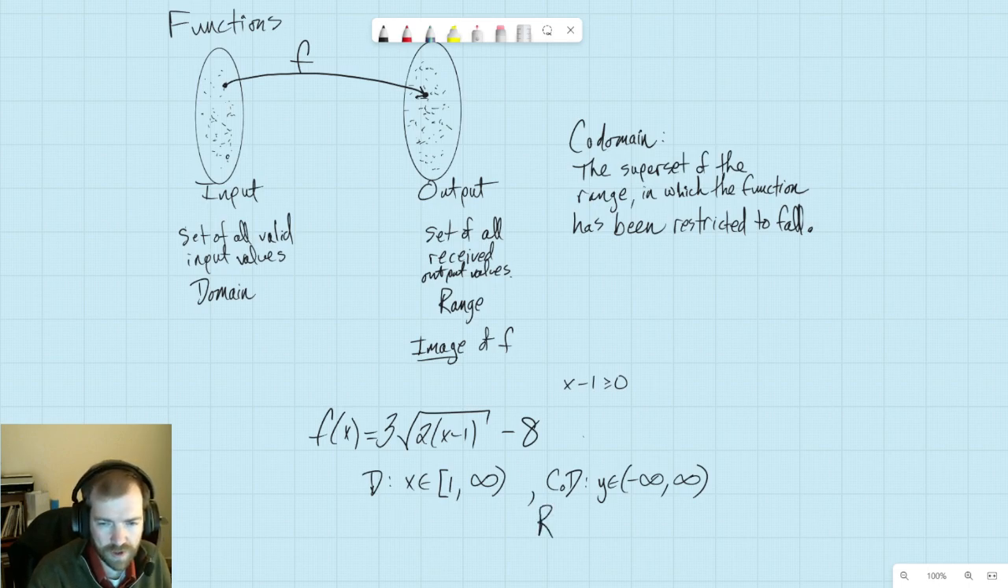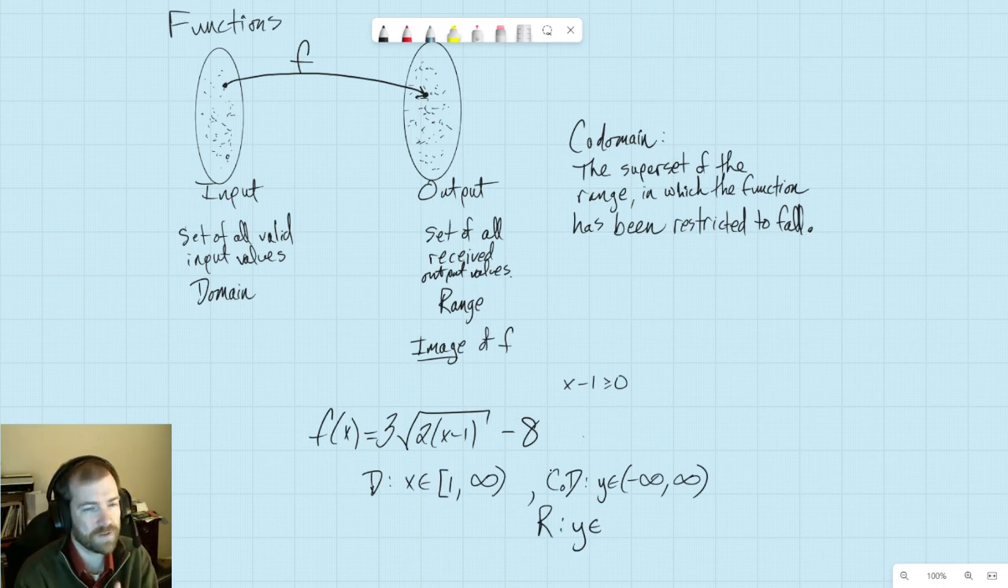Then, to get the range, we have to do an analysis to figure out what we're actually going to get out of this function. So if we plug in from 1 off to infinity, what's going to happen? We're going to get all non-negative real numbers coming out from our square root function. So from 0 up to infinity, and then the multiplication by 3 just changes the rate at which it moves, so that doesn't really change anything in terms of the range. But then we shift down 8. So we're going to start from a value of -8 and then go off toward infinity.